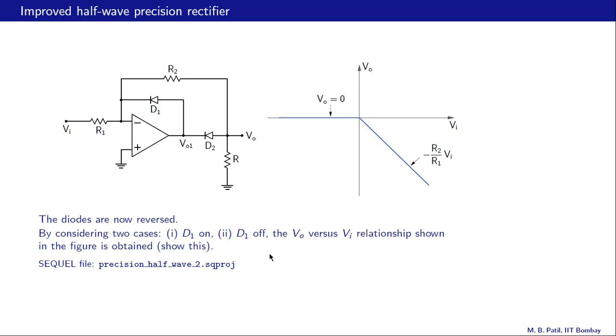Here is another improved half-wave precision rectifier. Looks very similar to the circuit we just discussed, except the diodes are now reversed, and as a result we obtain this VO versus VI relationship shown in this figure here. So take this as homework. Figure out the conduction paths when D1 is on and D1 is off, and obtain this VO versus VI relationship. The circuit file is also available. You can try out the simulation as well.